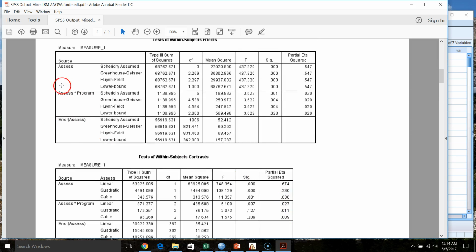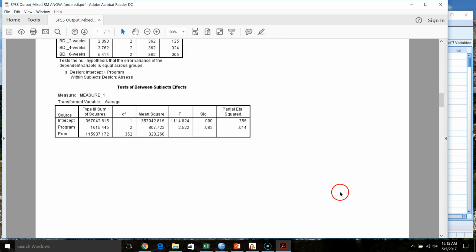But what we're really interested in here is this assessment by program interaction. Remember, if we look at our Greenhouse-Geisser correction here, we see that we're easily meeting criteria for statistical significance, suggesting that treatment group is moderating the pattern of means across repeated measures assessments, such that something different is going on in there, or the pattern changes in one group relative to the next, somewhere in there. But we've got a lot of means, a lot of groups.